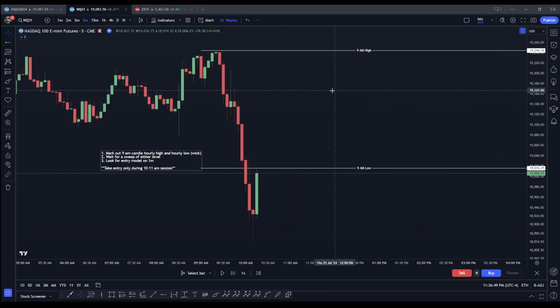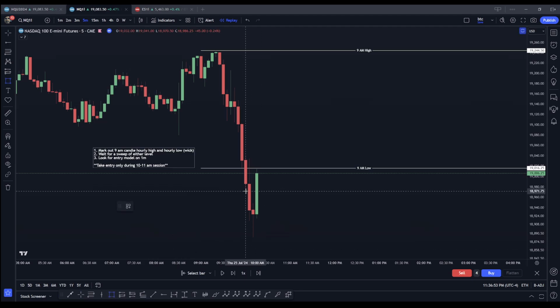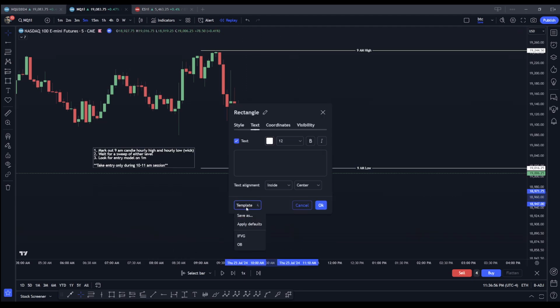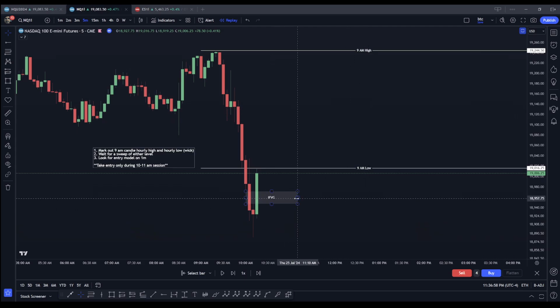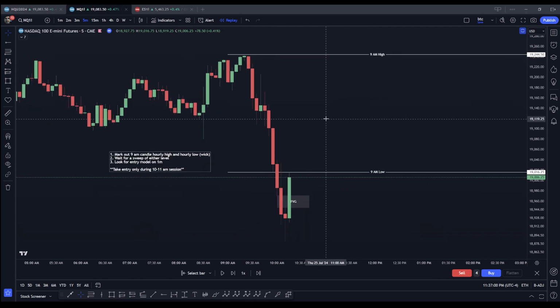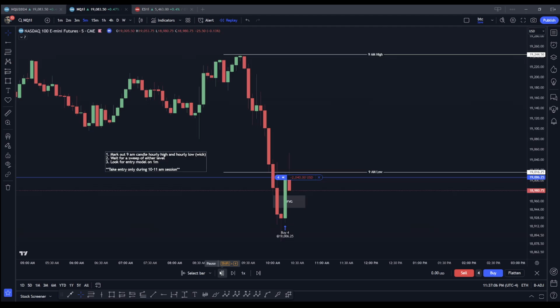So one of my entry models that I follow are IFVGs. So right here is an IFVG. So you could enter off of this on the 5 minute. So let's say we did, and we bought 4. And let's let it play out.